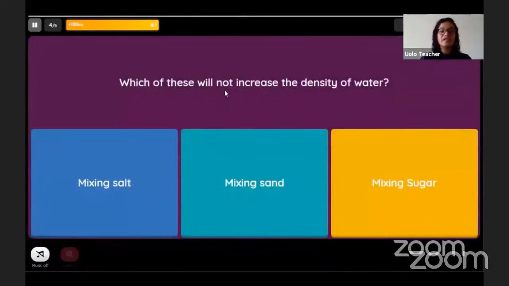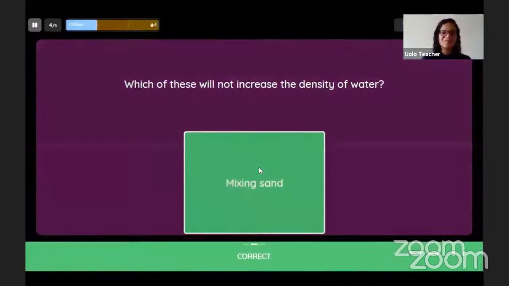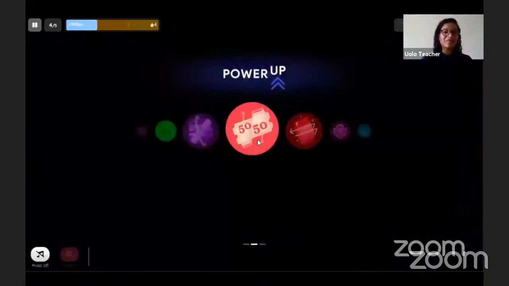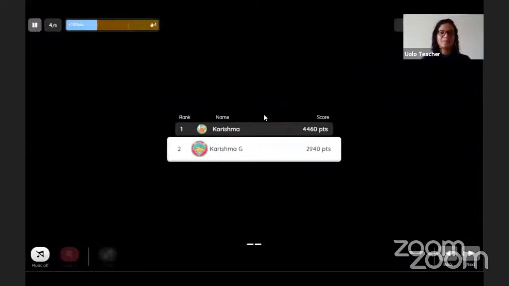Okay, next question. Which of these will not increase the density of water? Mixing salt increased it. Mixing sand or mixing sugar? Mixing sugar will also increase it. If you mix sand, nothing will happen. You keep mixing it, and ultimately, the sand is going to sink and settle down. So, it will not increase if you mix sand in it. Good job. Oh, we got a power up. Okay, last question.